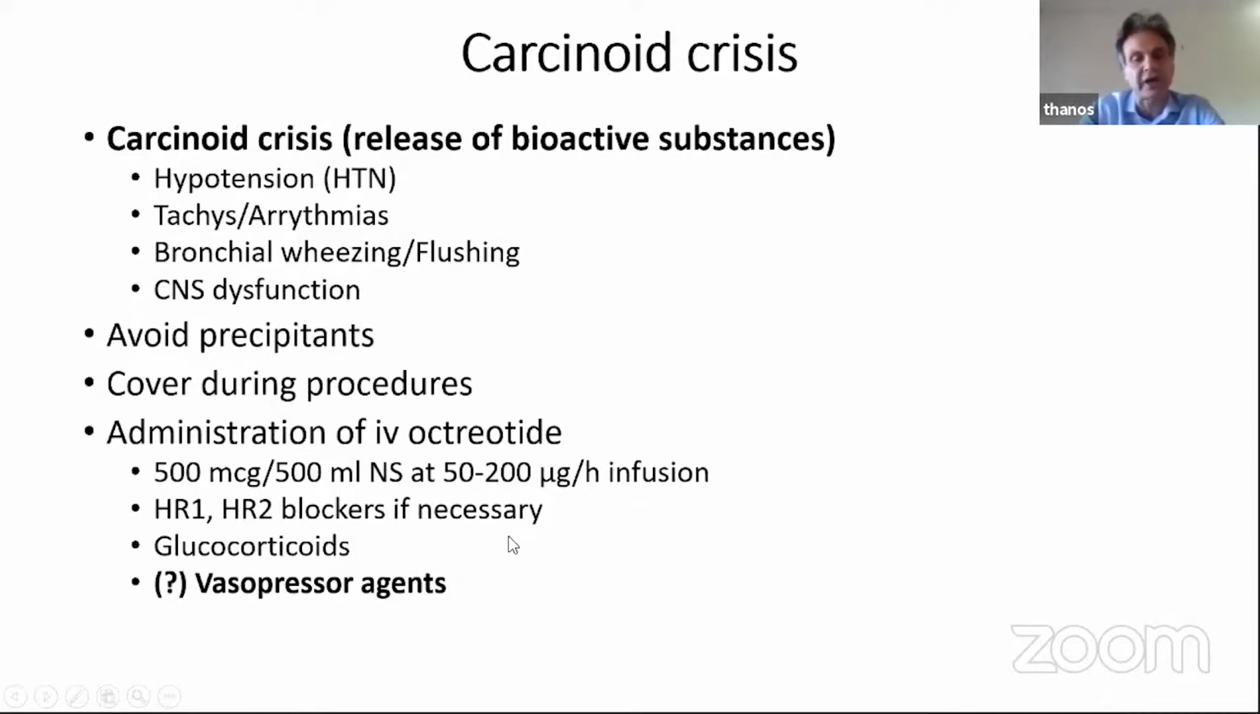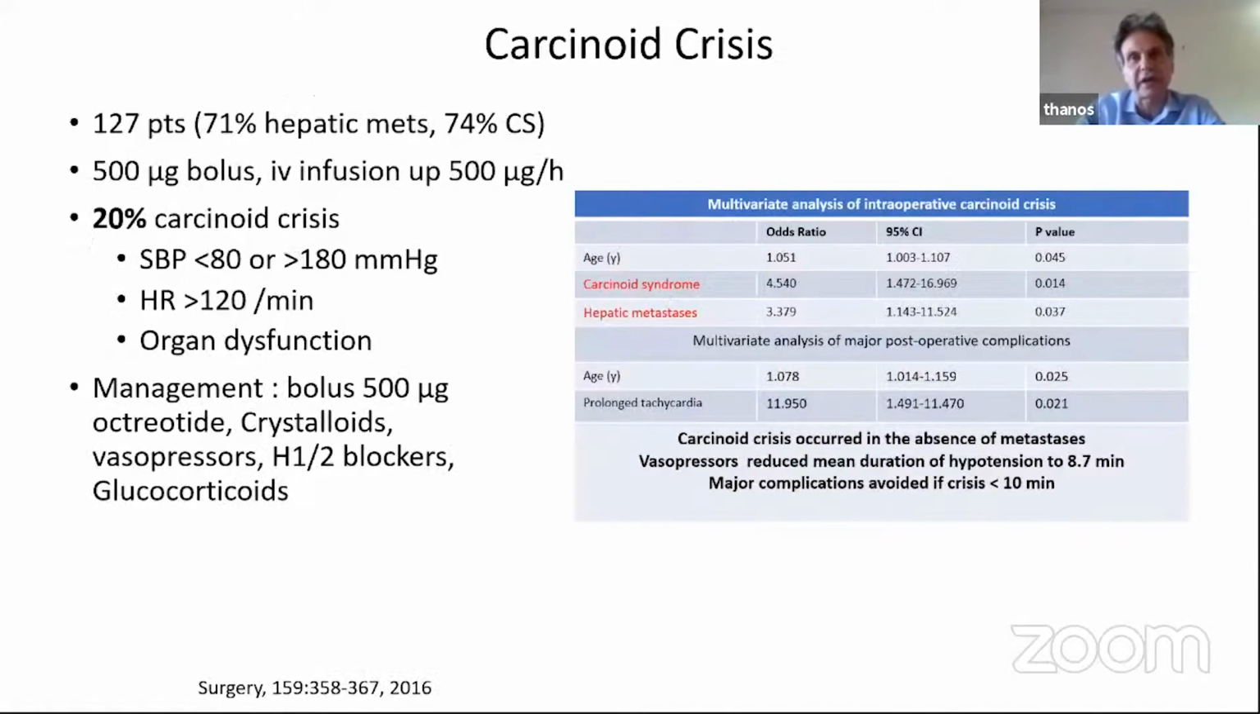There was an issue about vasopressor agents, whether this could precipitate the syndrome. But in this big study, 127 patients were studied to see whether they were developing a carcinoid crisis, which was defined by systolic blood pressure less than 80 or more than 180, increased heart rate and organ dysfunction. Still, some patients developed carcinoid crisis, although they had administration of octreotide. However, the presence of carcinoid syndrome and hepatic metastasis had a higher odds ratio in developing that. But vasopressors seem to reduce the hypotension episodes and conferred some protection for these patients.